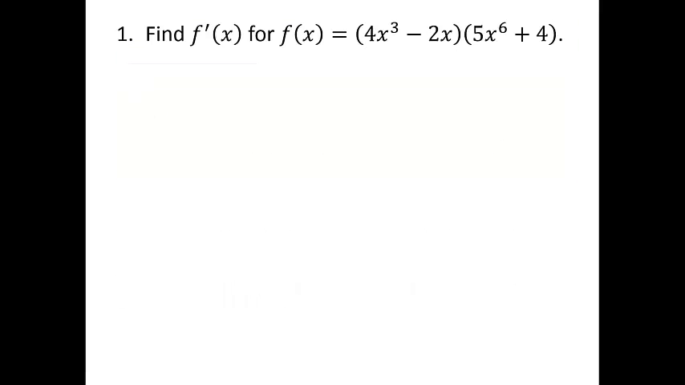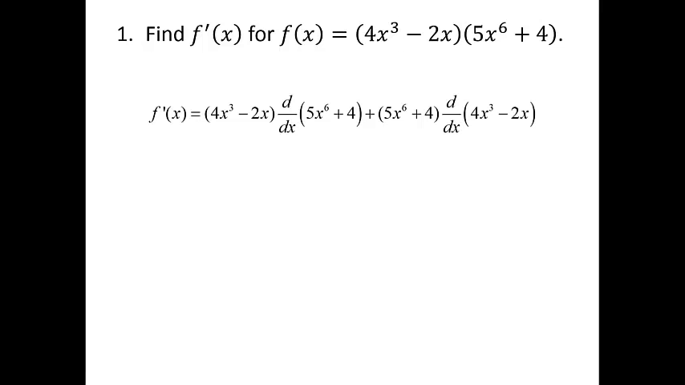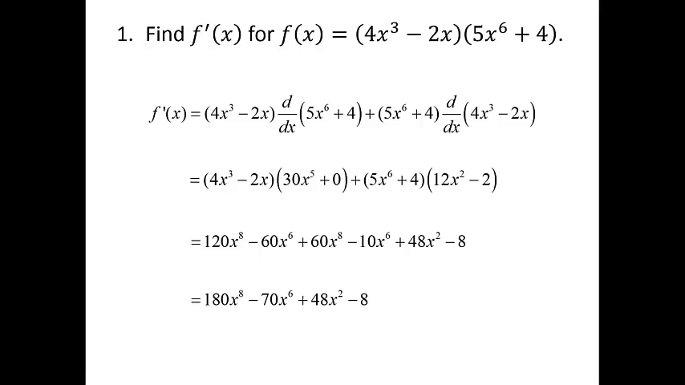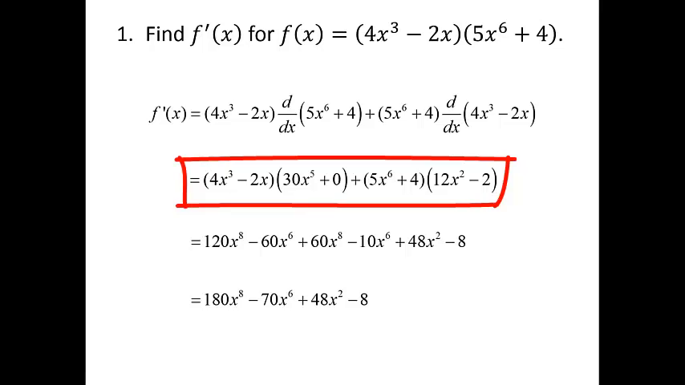For our first example, let's find the derivative of the function 4x cubed minus 2x times 5x to the sixth plus 4. According to the product rule, we want the first times the derivative of the second plus the second times the derivative of the first. So we have the first, 4x cubed minus 2x, times the derivative of our second function, which is 30x to the fifth, plus our second function, 5x to the sixth plus 4, times the derivative of the first function, which is 12x squared minus 2. If you wanted to simplify further, you could distribute and collect like terms. We aren't going to worry about simplifying at this stage, so for us, you could stop as soon as you've taken the derivative. Let's do a second example.